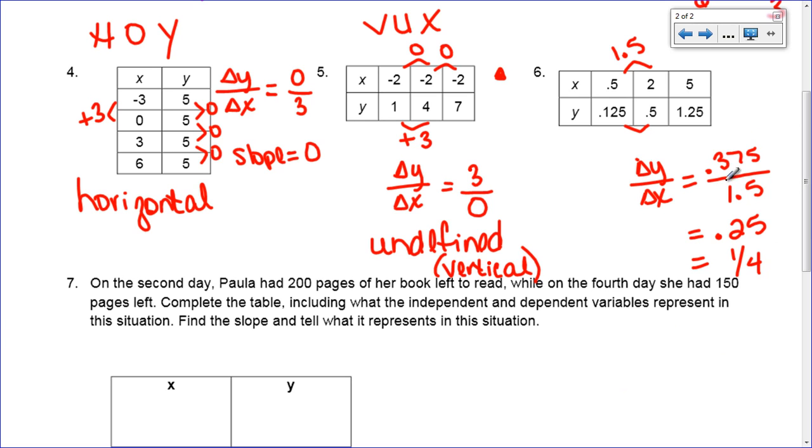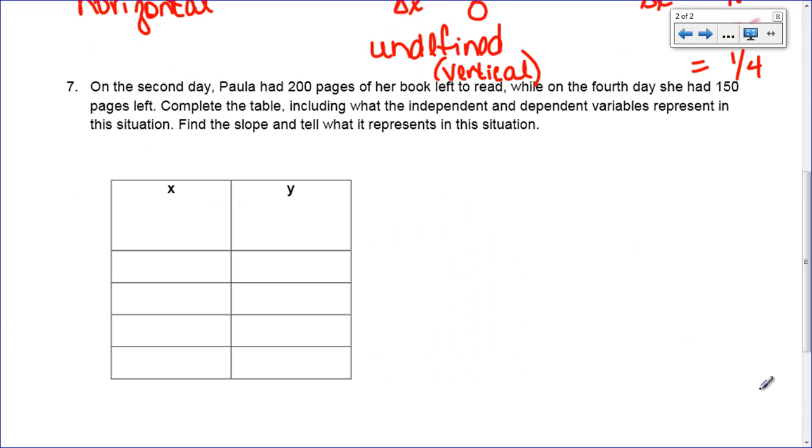This is absolutely not helpful to you whatsoever. If you leave it like this, it's not wrong, but this doesn't tell you anything. You want to simplify. At least this you can tell is 1/4. You cannot tell that's 1/4. So simplify if possible, always, always. So number 7, it's our last one.